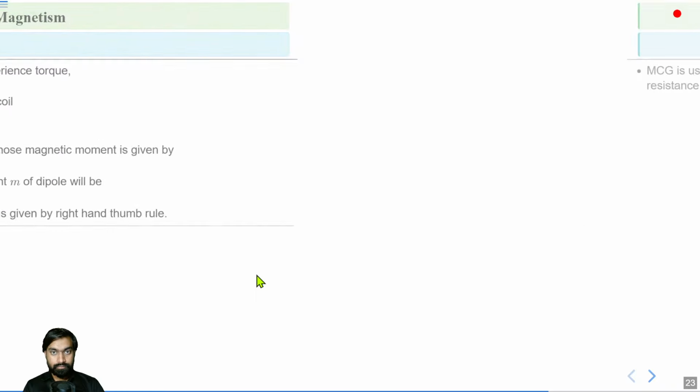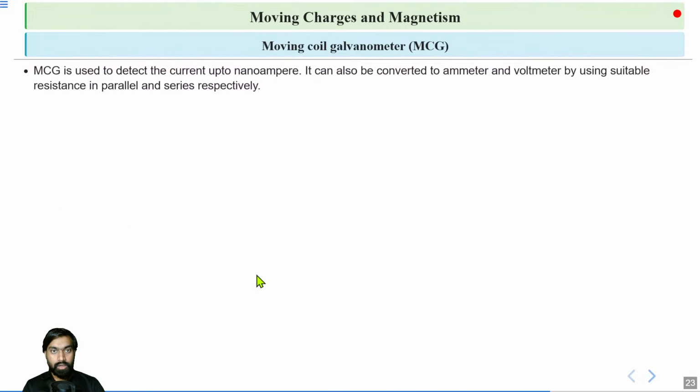Now we will discuss the moving coil galvanometer. So what is a moving coil galvanometer? Tell me everyone. Yes, I'm expecting an answer from everyone. What is MCG?